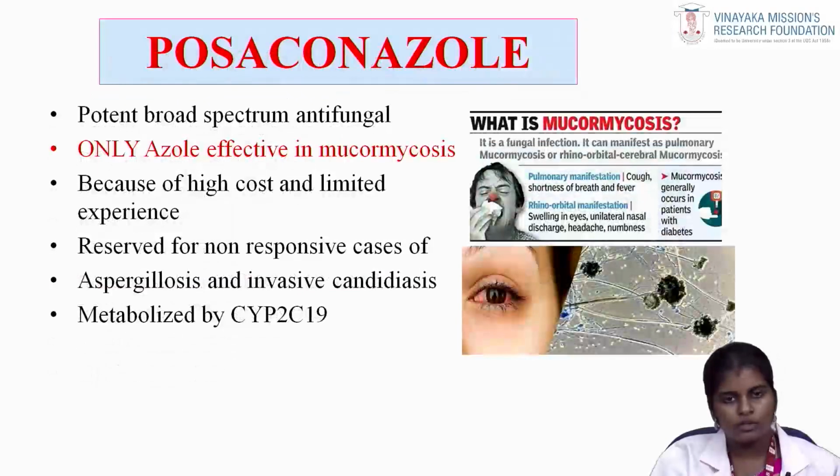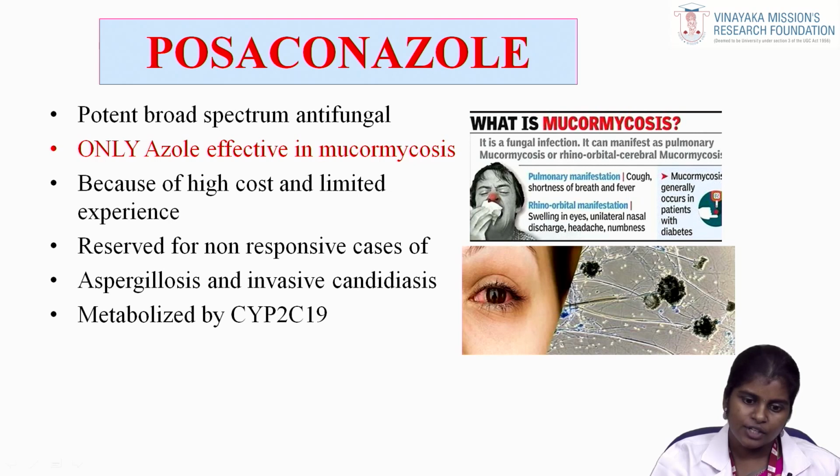So, moving on to posaconazole. This is a recently introduced triazole. It has potent broad spectrum antifungal activity. Keep in mind, it is the only azole effective in mucormycosis. Another antifungal drug effective in mucormycosis, as I said earlier, is liposomal amphotericin B. Liposomal amphotericin B is the first line drug of choice for mucormycosis.